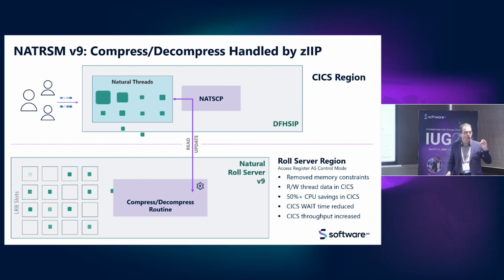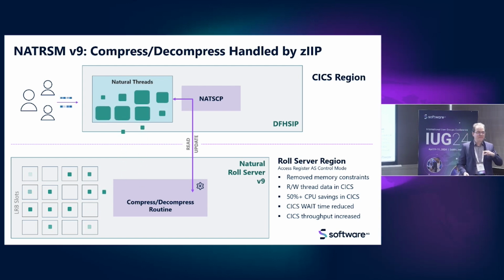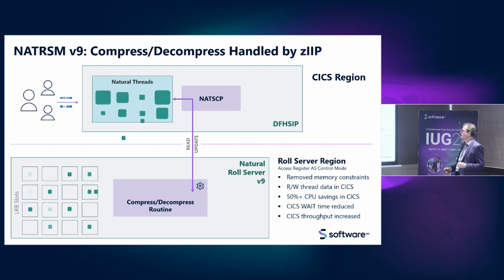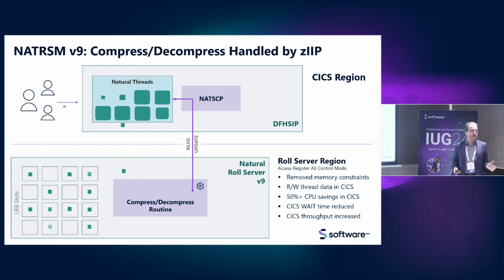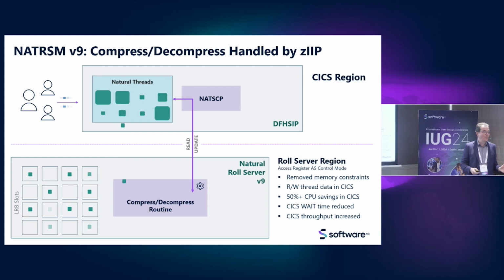This is done only by zIIP processing. So that's excellent, really excellent for the customer doing this. This dramatically removes the memory constraints on the zIIP side, and reduces the CPU consumed by CICS as well. So it's another win that you can have by using the Roll Server. And the Roll Server is there. You just configure and use it.